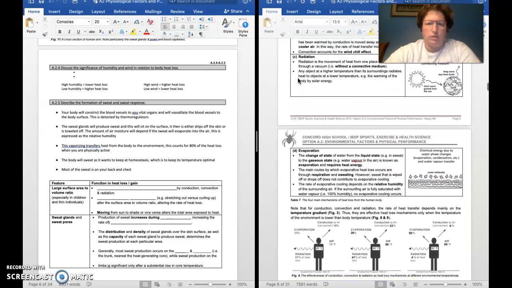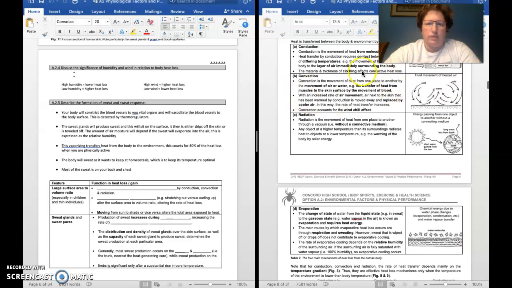So if we're looking over here at convection, when you have a lot of wind, you lose more heat, which is why when it's really windy, people also wear the long shirts like they do when it's really cold outside for conduction. When you don't have a lot of wind, you don't lose a lot of heat. Okay.